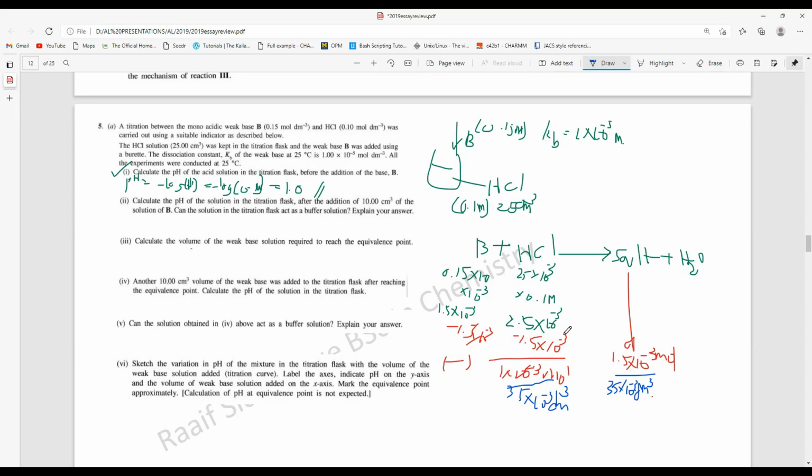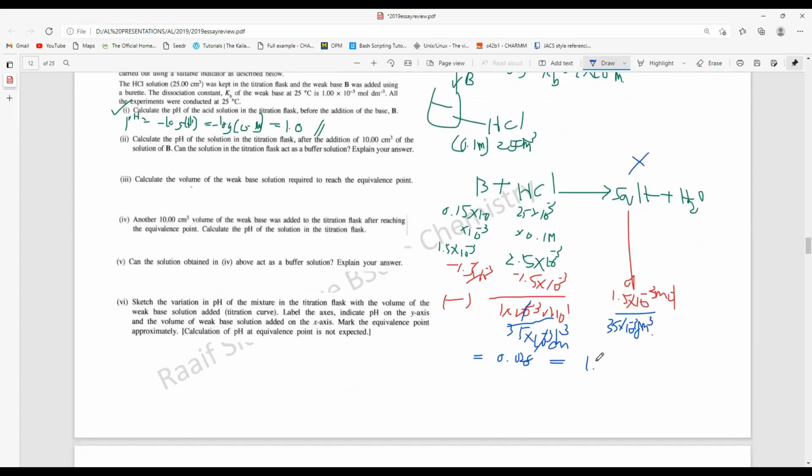So from these two, when you have a strong acid remaining in the solution, we omit the salt to calculate the pH. So we will go only with this one. So basically 1 into 10 to the power minus 3 divided by 35 into 10 to the power minus 3. So I can cancel these, so 1 over 35 will be the concentration. 1/35 is 0.028. And when you calculate the pH based on this concentration, it will be around 1.6.